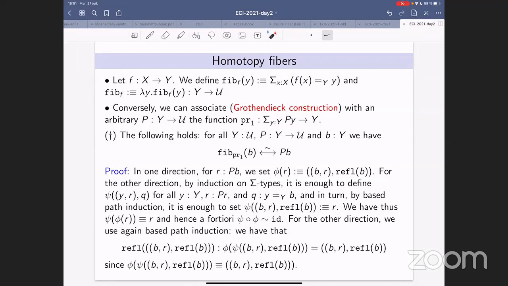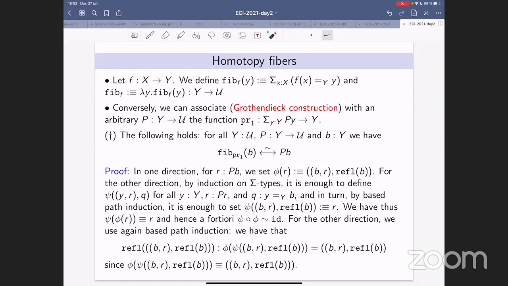Now, type theoretically, it's a bit more involved because we are not doing set theory. It is a sigma type formed by taking a pair of an element x of X and a proof that f of x is equal to y. And here you see the difference. It's called actually a homotopy fiber, because it doesn't mean that f of x coincides with y. So it's not a definitional equality, it's a propositional equality. Okay. So it's called a homotopy fiber.